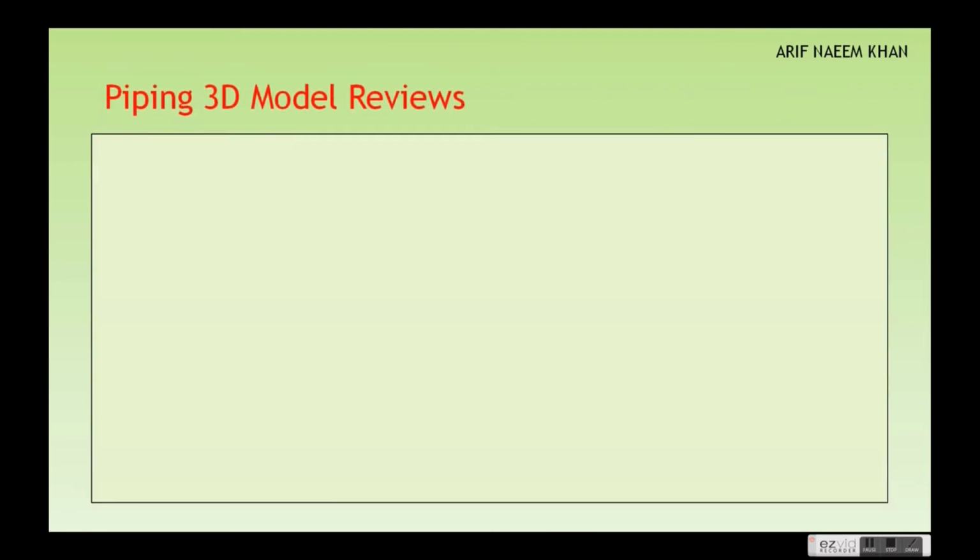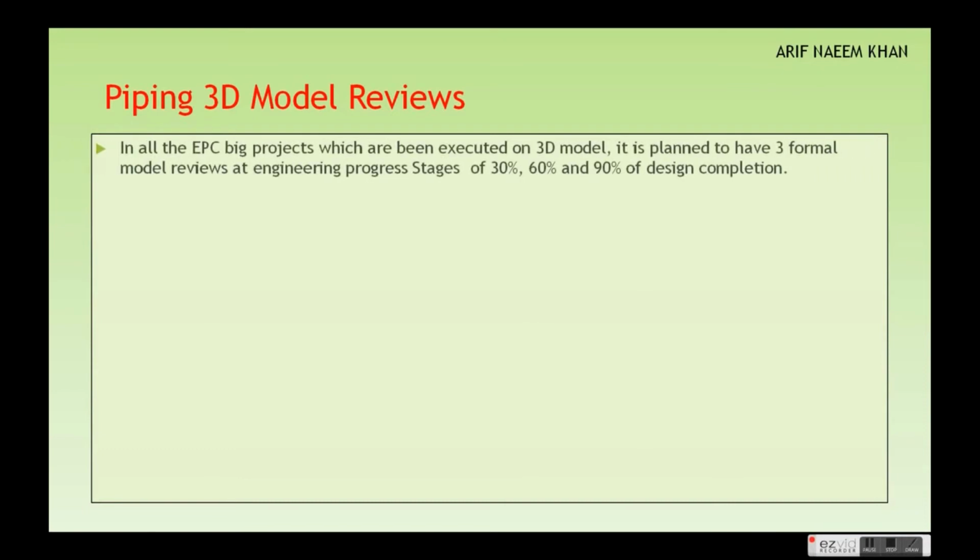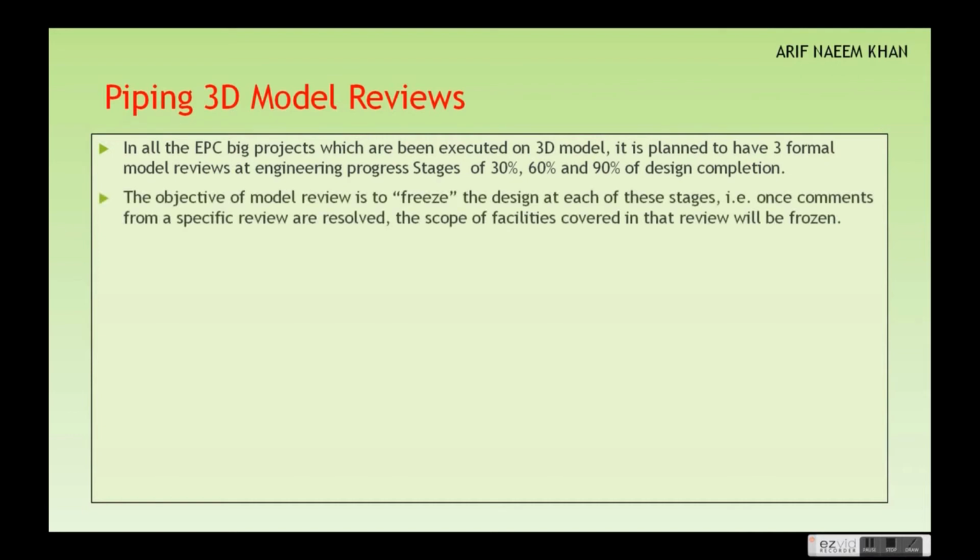Piping 3D model reviews. When we do any project on 3D software, in almost all big EPC large-scale projects executed on a 3D model, it is planned to have 3 formal model reviews at engineering progress stages of 30%, then 60%, and then 90% of the design completion. The main objective of the model reviews is to freeze the design at each of these stages.